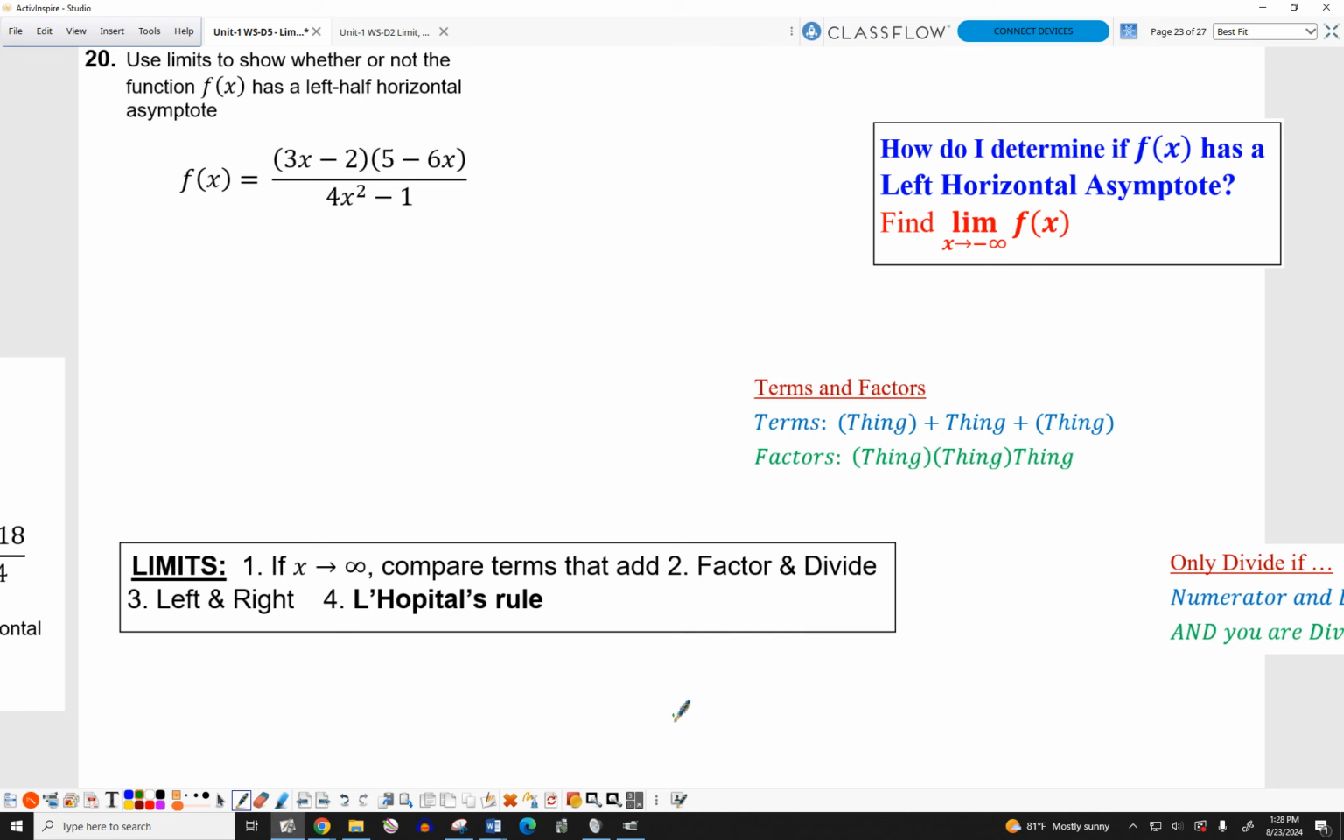Back here. Okay, new instructions on this one. This one says use limits to show whether or not the function has a horizontal asymptote on the left half of the plane. So you need either one flashcard or two. It just depends on your preference. So let me show you the choice you have.